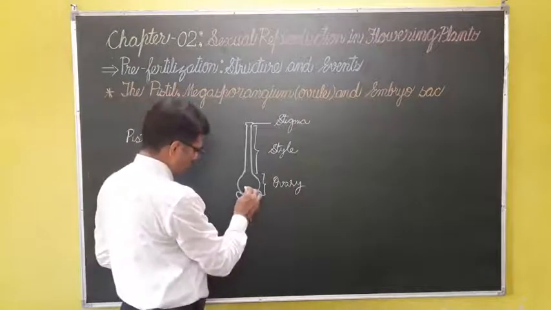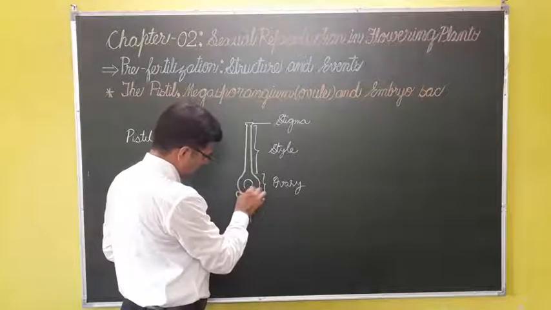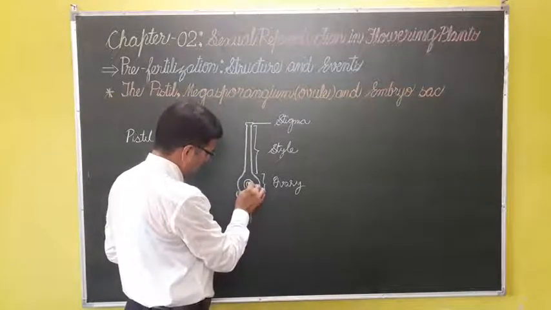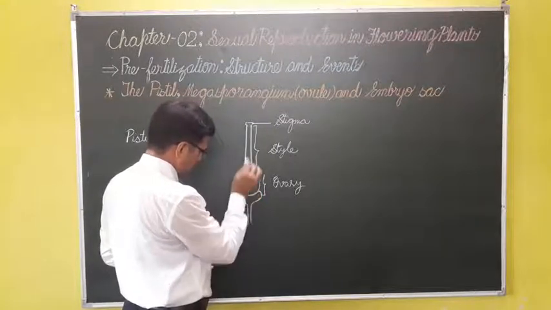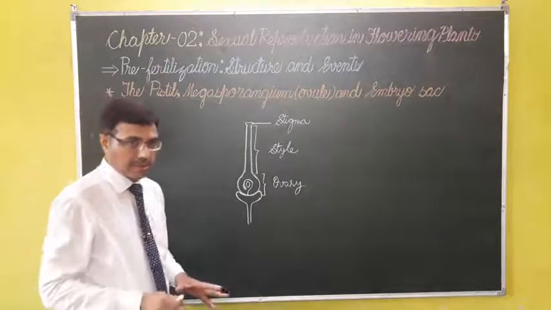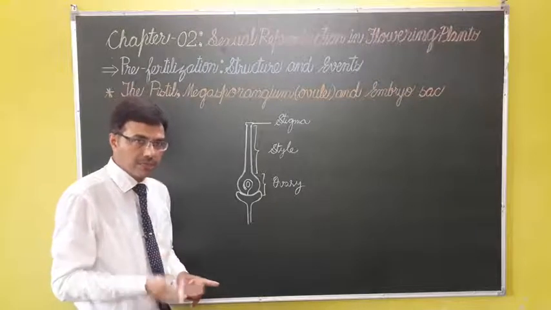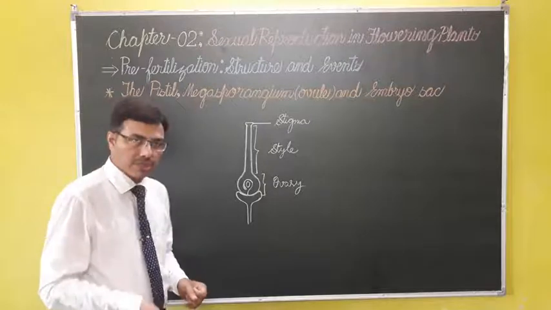Inside the ovary, there is a structure which is called ovule, and ovule is also called megasporangium, right? There is a parallel term we have discussed in the case of the male sex organ, that is the microsporangium, where the pollen grains are formed, and here it is the megasporangium, where the megaspores are formed, right?